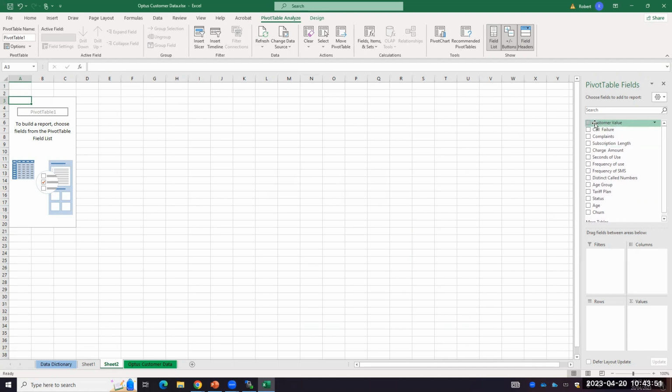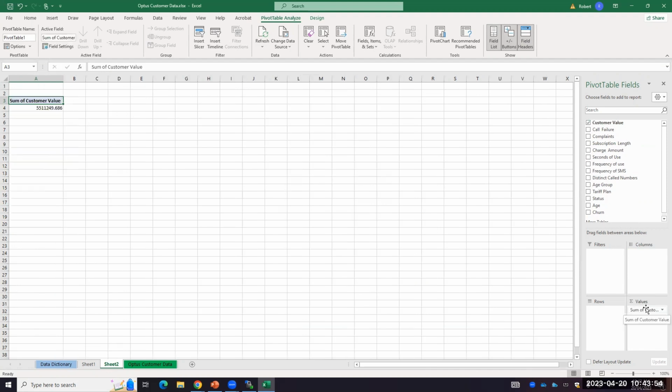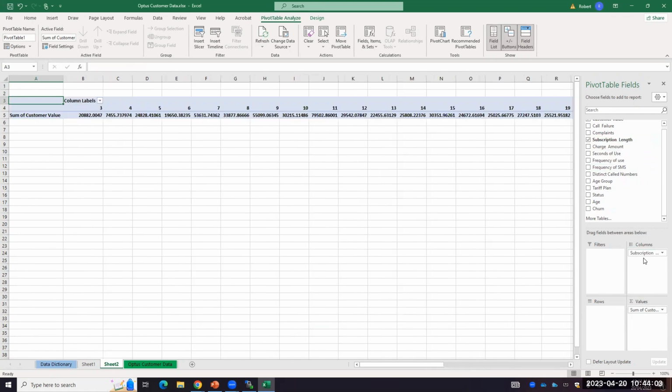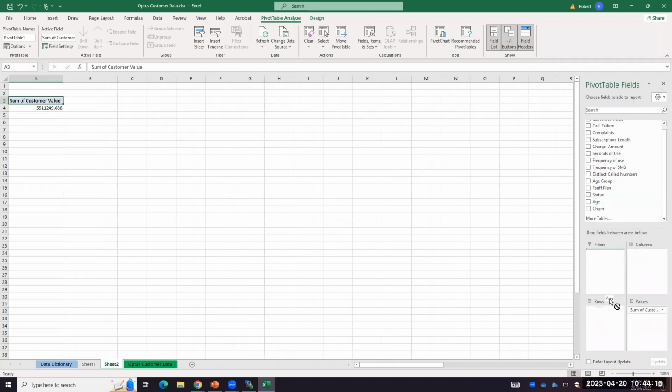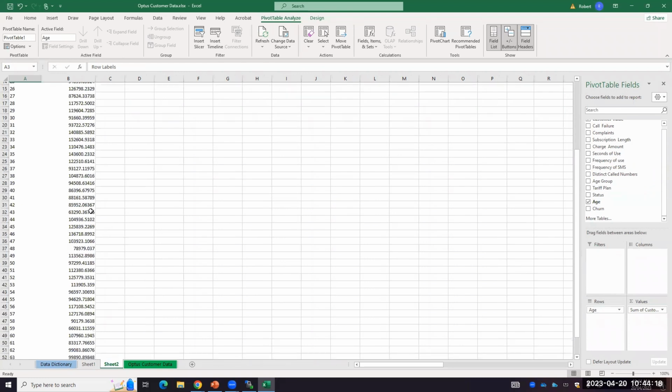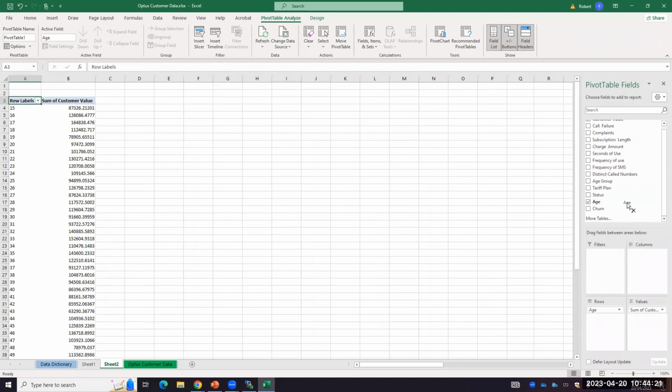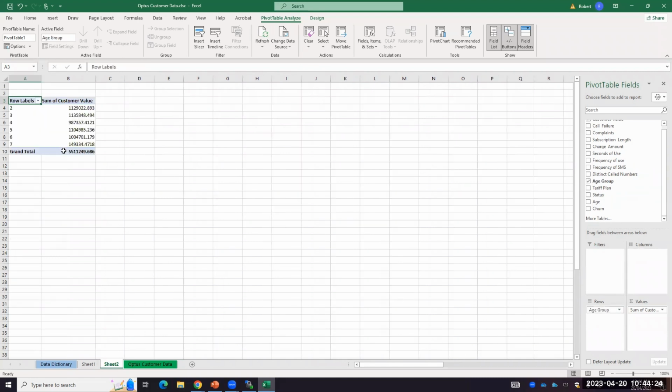So the important thing we want is customer value. So let's put that in values. And this says the total sum of customer value. Let's do something simple like just see customer value by subscription length. We could do customer value by age. And that's specific age. We could even do age group, might be even better, where 1 is very young and 7 is old. So here we have the total sum of customer value by age group.